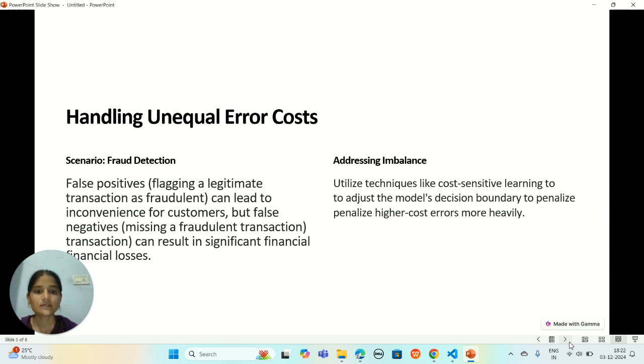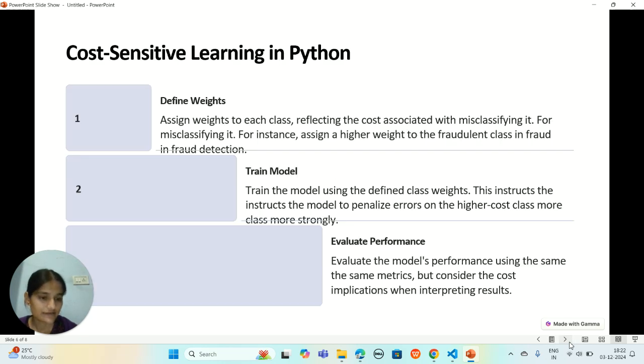Addressing imbalance: utilizing techniques like cost-sensitive learning to adjust the model's decision boundaries to penalize high-cost errors more heavily. Cost-sensitive learning in Python has three steps: define weights, train model, evaluate performance. First one is define weights. Assign a weight to each class reflecting the cost associated with misclassifying it. For instance, assign a higher weight to the fraudulent class in the fraud and non-fraud decision.